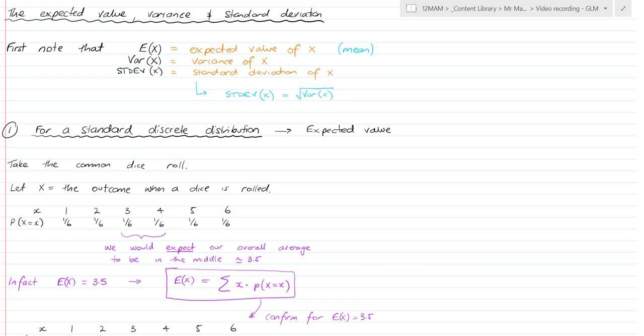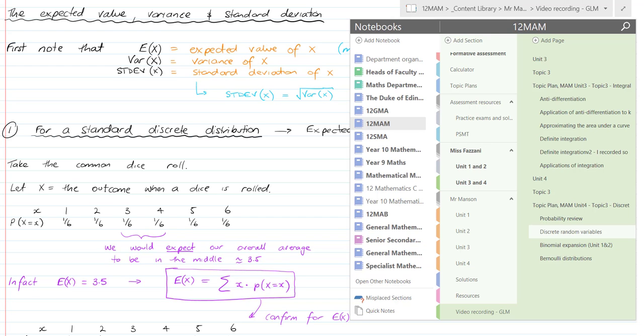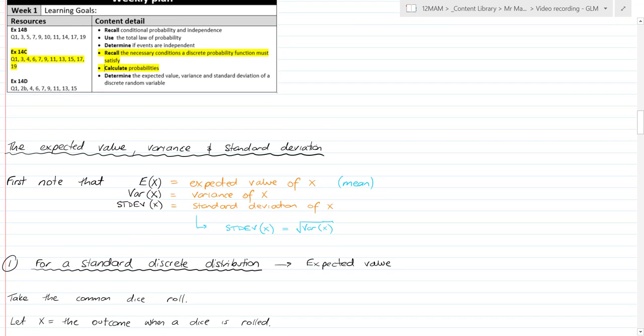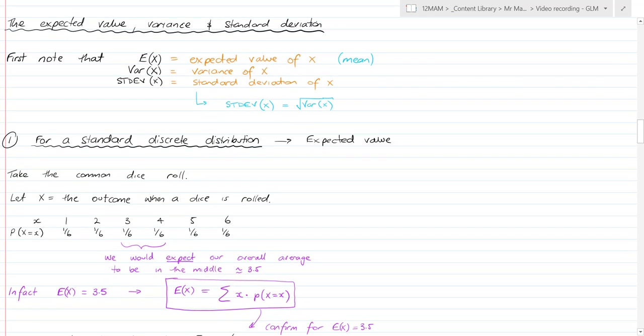Hi and welcome to the second video on Topic 3, Unit 4, Mathematical Methods, Discrete Random Variables, which will lead to the Bernoulli distribution and binomial distributions a little bit later on. Now this topic is going to be a bit more new content, and it's based on our work from 14D. So I'm going to talk to you about the expected value, variance, and standard deviation of a discrete random variable or a discrete distribution.